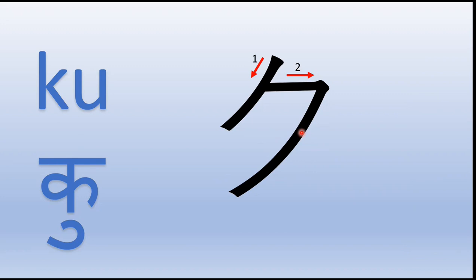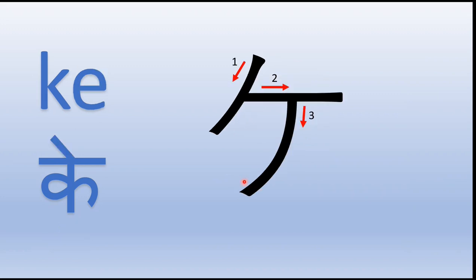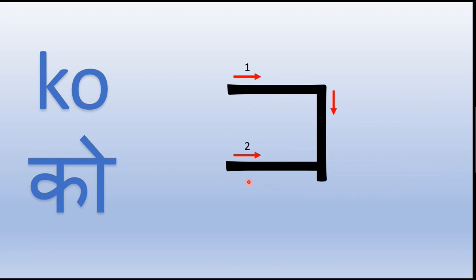Ku, two strokes. This is the first stroke and this is the second stroke like this. Ke is similar. The first stroke like this, the second horizontal stroke, and the third vertical stroke like this. Ko is very simple. The first stroke will be like this, the horizontal part and the vertical part in continuation. And this is the second stroke, horizontal from left to right, which will touch this vertical line. So this is ko.